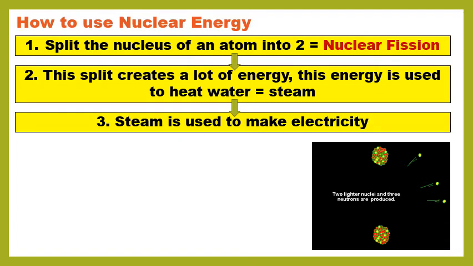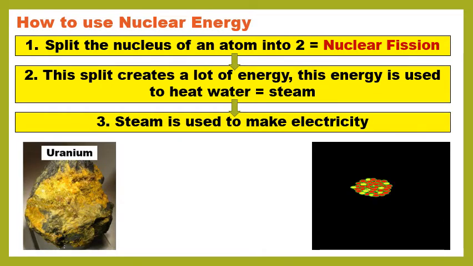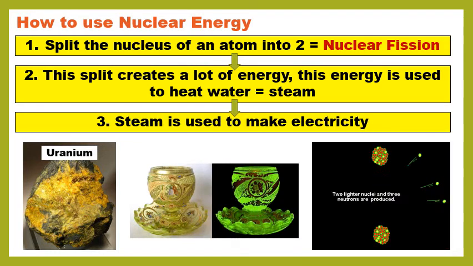A very common element that we use for nuclear energy is called uranium. That's what it looks like. And back in the days, like the 1800s, they actually used to use uranium to make yellow colored glasses and dishes, and it would glow in the dark, which is pretty, but also radioactive.